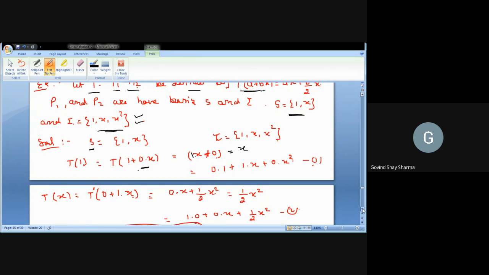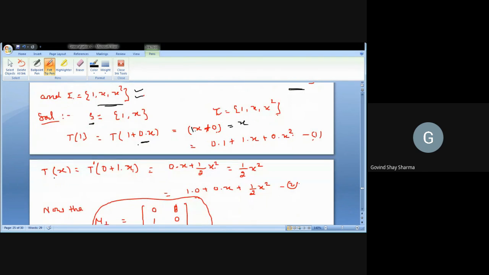Similarly, we take the second element x from the S basis. Here b is equal to 1, so a is equal to 0 and b is equal to 1, so 0 plus 1 dot x. It can be written as x in this form, and x can be written in the basis as 0 dot 1 plus 0 dot x plus half x square. So half x square can be written as 0 dot 1 plus 0 dot x plus half.